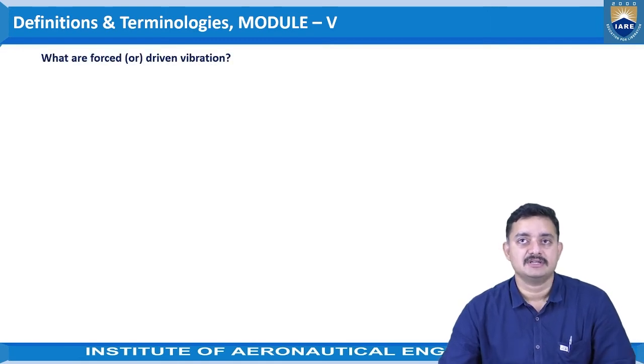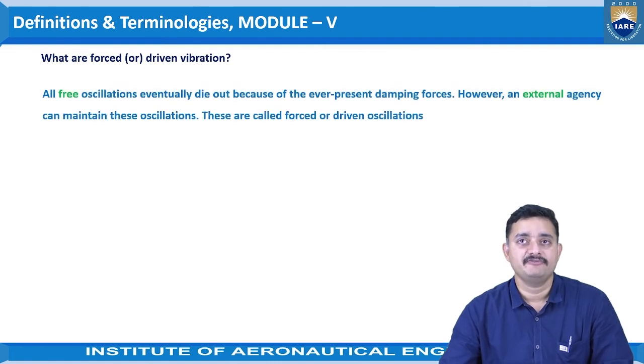Next one is, what are forced or driven vibrations? All free oscillations eventually die out because of the ever-present damping forces. However, an external agency can maintain these oscillations. These are called forced or driven oscillations. That means if oscillations are needed continuously and we do not apply any force to the system, then eventually the vibrations or oscillations will die out.